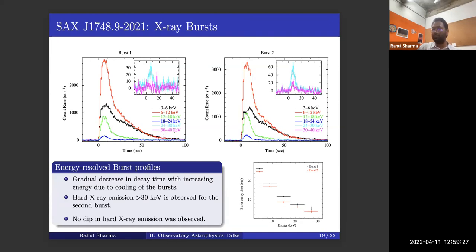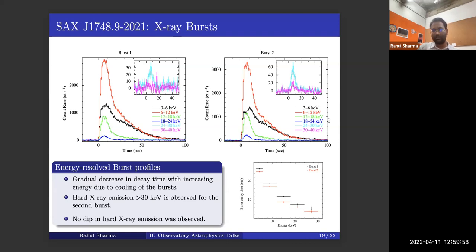So generally these bursts show emission up to 30 keV, but in this case we detected a burst emission. In this case, as you can see, there is a burst detection above 30 keV also. In this case, there is no detection of the burst, while in this case, there is a clear detection of this burst above 30 keV. So in this case, we found that the second burst does not show a very peculiar or very general behavior of this X-ray burst.